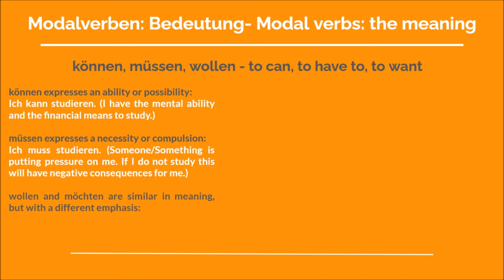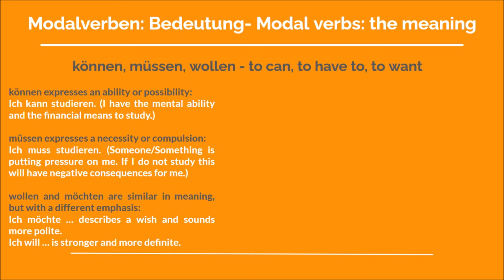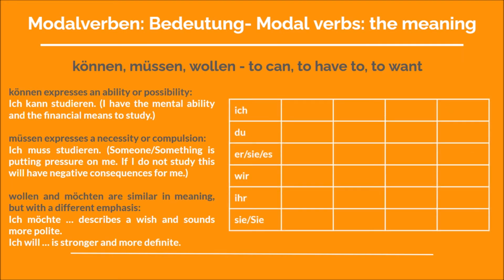Wollen and möchten are similar in meaning, but with a different emphasis. Ich möchte describes a wish and sounds more polite. Ich will is stronger and more definite. How do we conjugate these modal verbs?